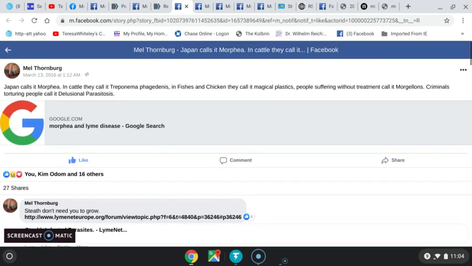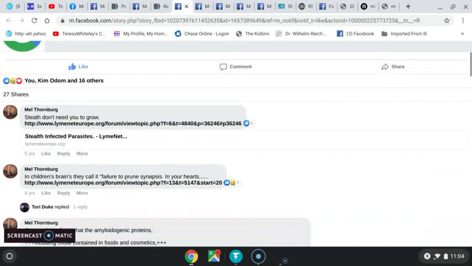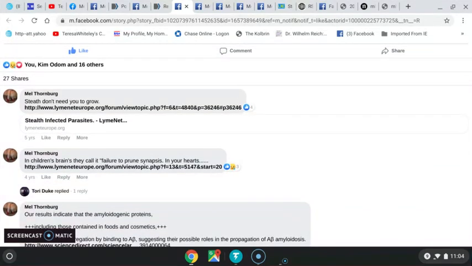Let's see. In cattle, they call it treponema phagogenus. In fishes and chicken, they call it magical plastics. People suffering without treatment call it Morgellons. Criminals torturing people call it delusional parasitosis. Stealth doesn't need you to grow. Stealth-infected parasites.